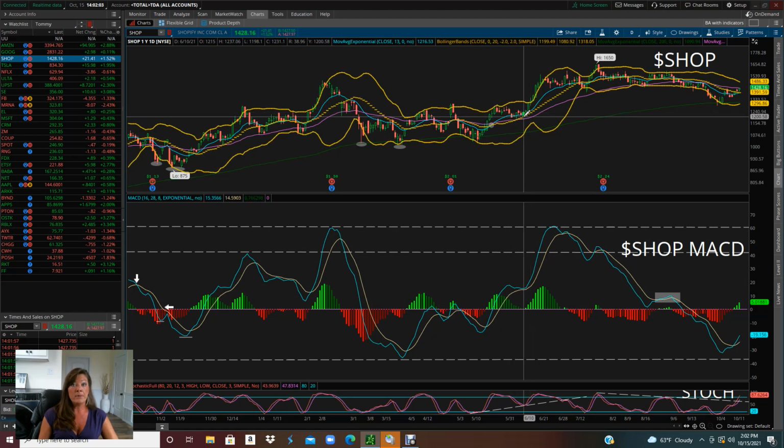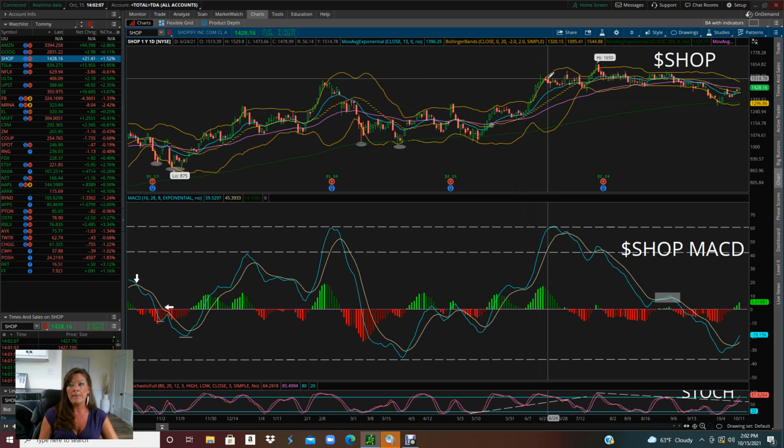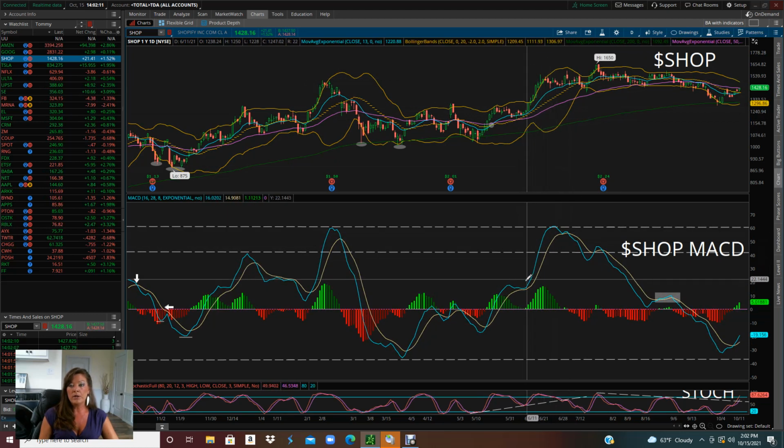And as long as it's above that mid Bollinger Band, it's still bullish. Price is still allowed to go up. And look, it went up, up, up, up, up. And look at the MACD, up, up, up, up. That's what bulls want right here.